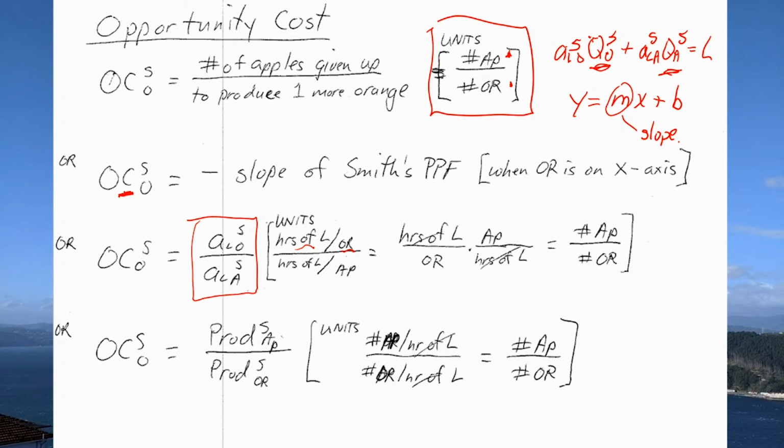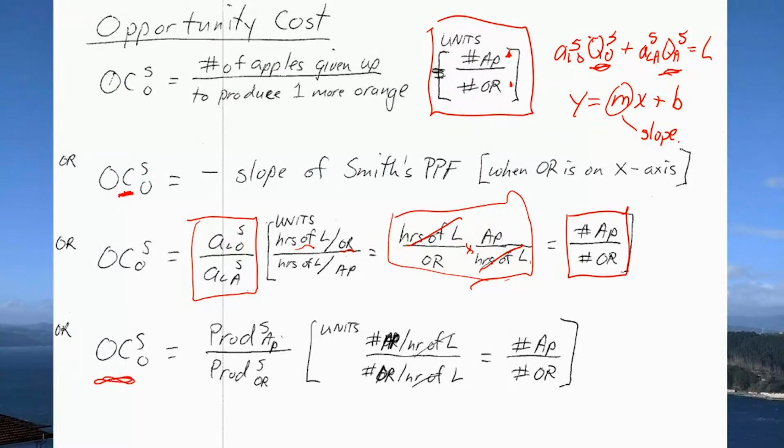We can take the units and mathematically rearrange them like we would a fraction. Hours of labor divided by oranges, and then we multiply by the reciprocal of the denominator. So we put apples on top and hours of labor on the bottom. Once we line it up in this way, the hours of labor cancel out, and we're left with units of numbers of apples per numbers of oranges. So keep that in mind. Start to think of ways to remember: opportunity cost of oranges is measured in apples per orange.